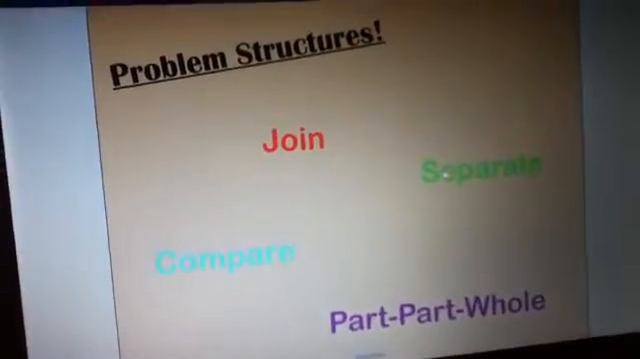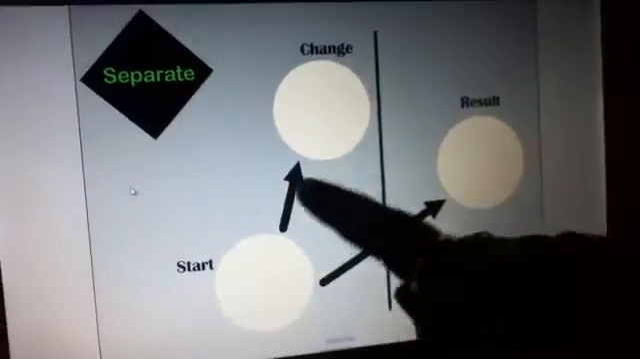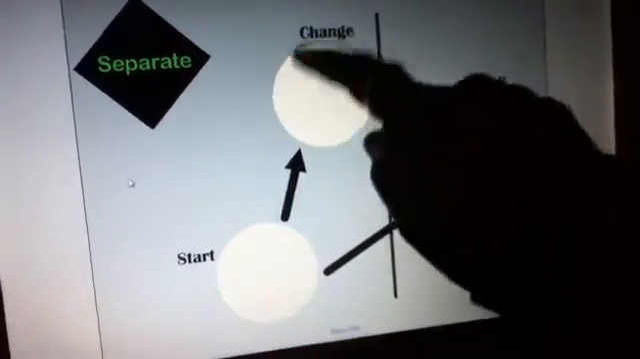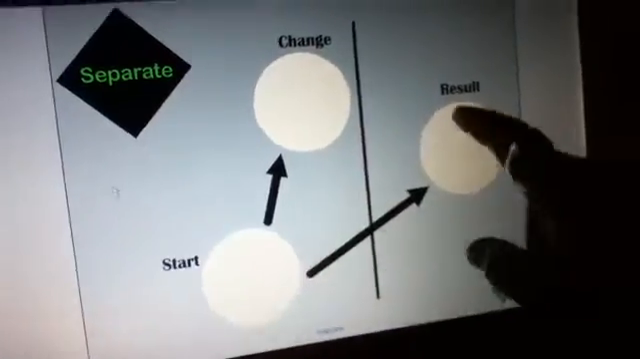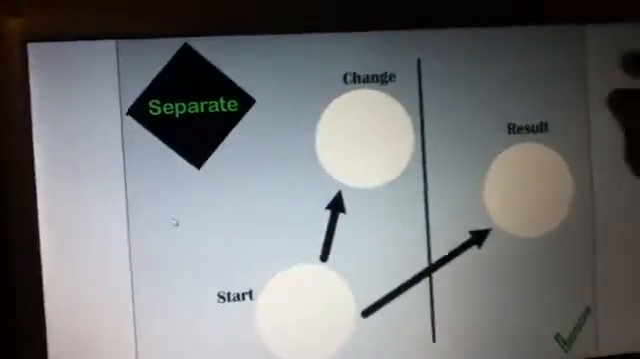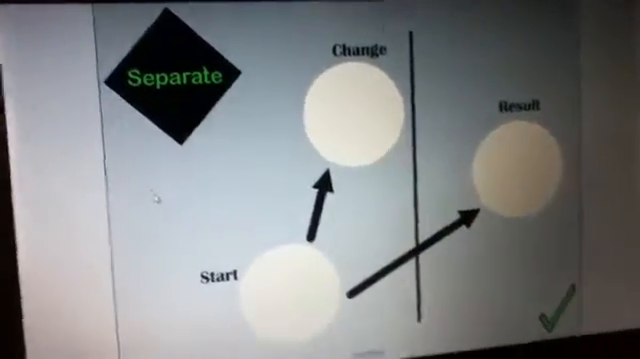Separate structure is very similar to the join, except for this one we use whenever we have a starting amount. We're separating out something for the change, and then we find our result. So any combination of the start, the result, and the separating of an amount, then you know we're going to use the separate structure.